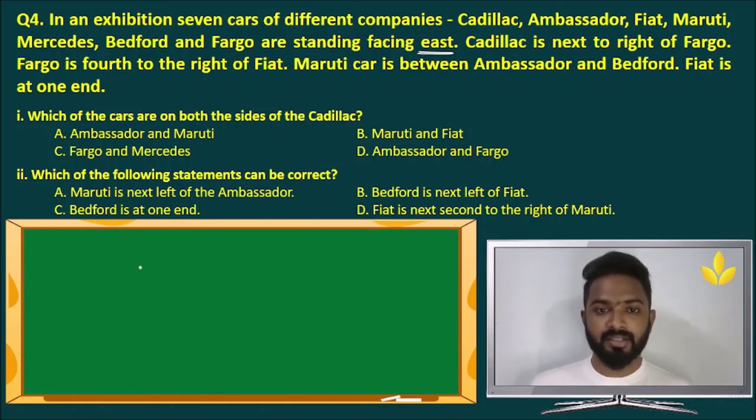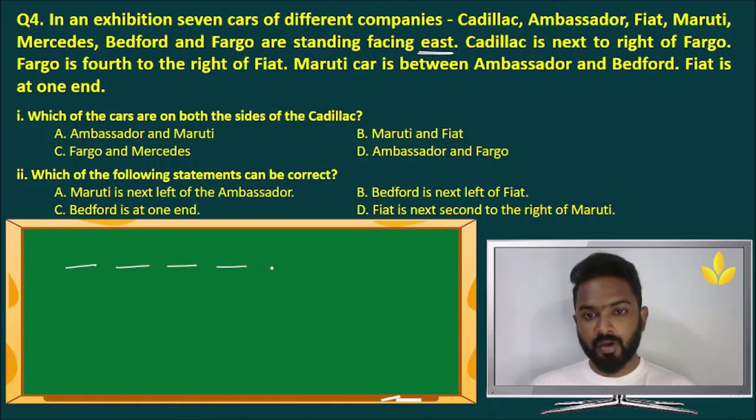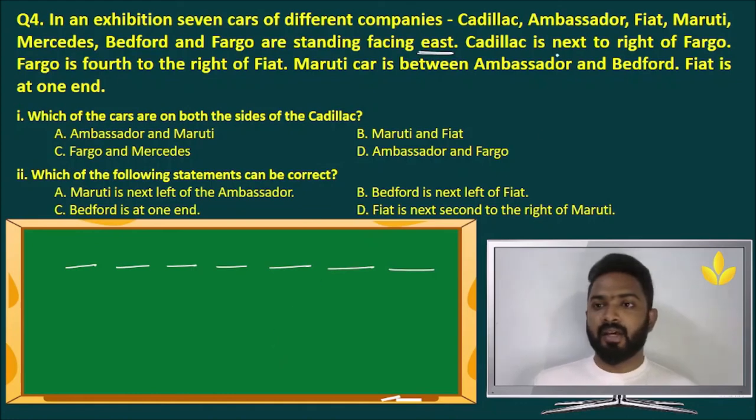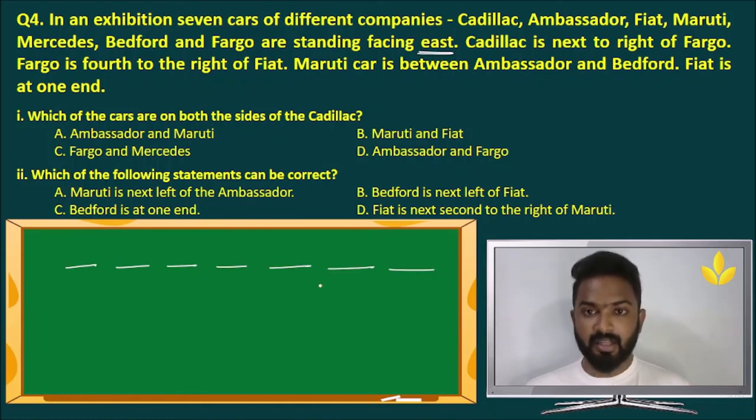How many cars? 7 cars. So we had 1, 2, 3, 4, 5, 6, 7. Okay. Cadillac is next to right of Fargo. We have no idea where Fargo is. Let's move forward. Fargo is 4th to the right of Fiat. We have no idea where Fiat is. Let's move along. Maruti car is between Ambassador and Bedford. We have no idea where Ambassador and Bedford are.